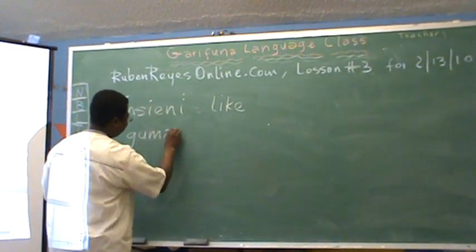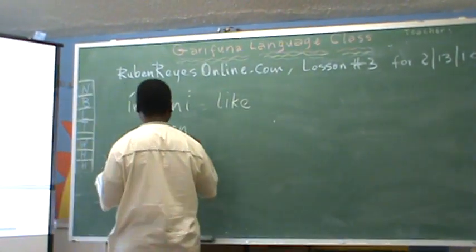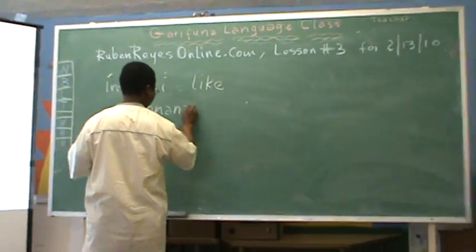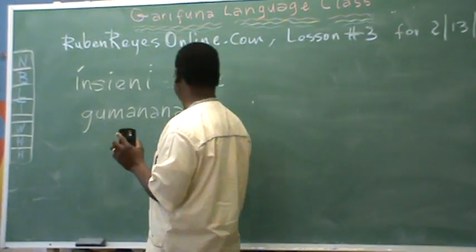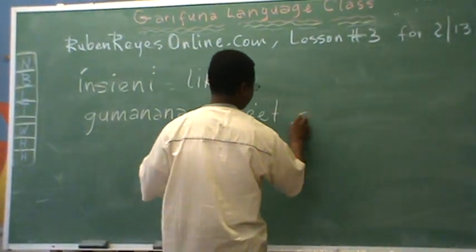Okay, this is Brother Ben Flores. His contribution is that the word for sweet cassava is gumarana. Hi, Uncle Ben. Gumarana. Yeah, this is sweet cassava. I did hear that word.